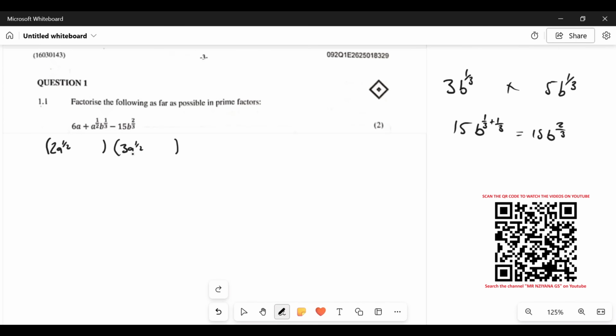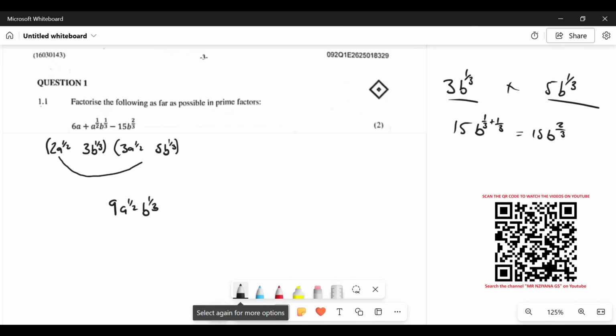So if I take this 5b to the power of 1 over 3 factor and place it on this bracket here, and I place in 3b to the power of 1 over 3, which is this one here, then if we multiply this 3b to the power of 1 over 3 with this 3a to the power of half, it gives us 9a to the power of half and b to the power of 1 over 3. There we go. Let's do the other one. If you multiply this 2a to the power of half with 5b to the power of 1 over 3, we will get 10a to the power of half b to the power of 1 over 3.